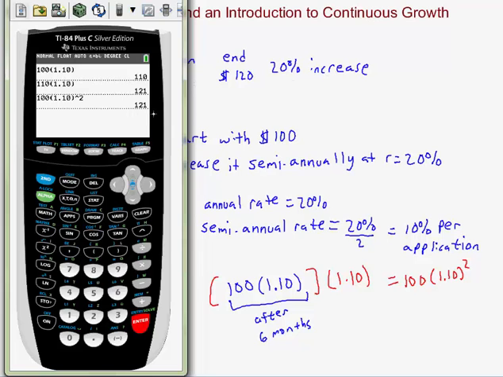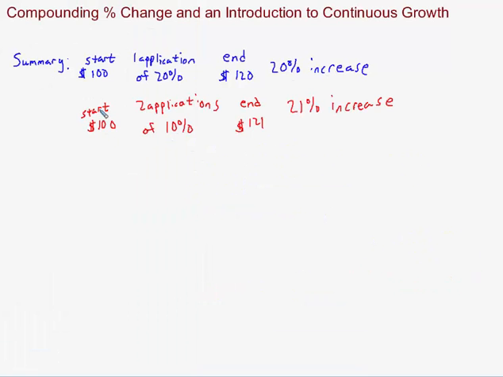So to summarize, we started with the same amount, $100, and we're getting a 20% increase, but this time they do 2 applications, or if you want, 2 compoundings of the interest, and it turned out that that gave us more than 20%. So it turns out the more applications of the interest rate, the more money you will make.